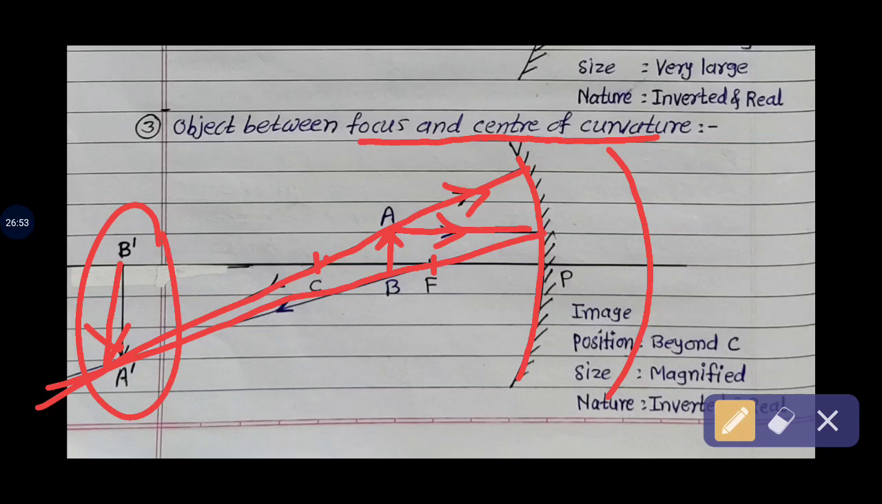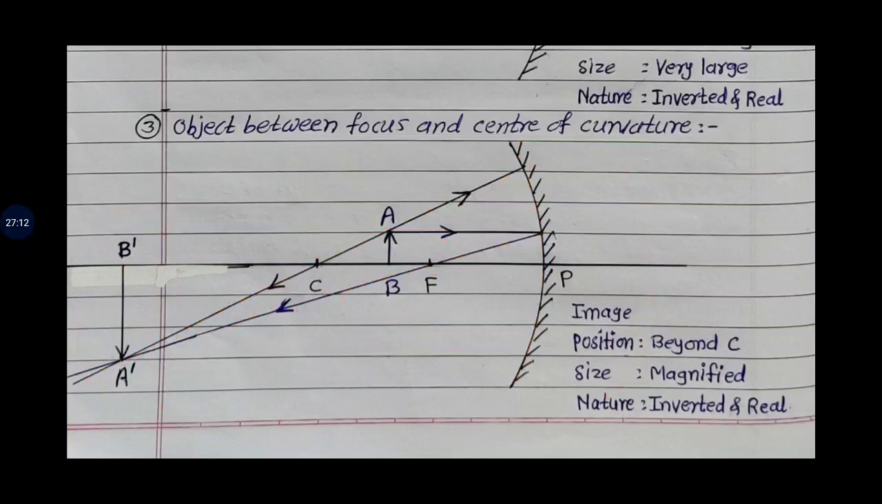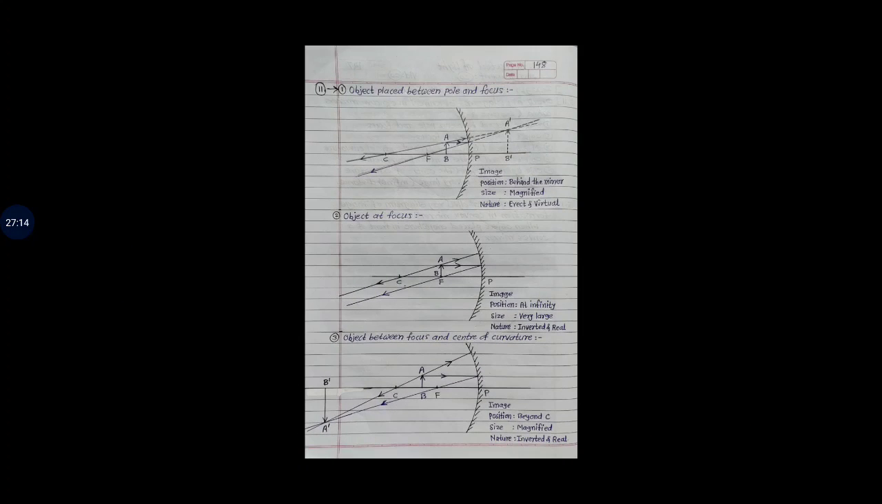So position of the image is beyond C. See here, point C is here. So object between C and F. Clear? Object is here. So image is formed beyond the center of curvature. Size is magnified. Magnified means enlarged. And nature is inverted and real. These are the third diagram.